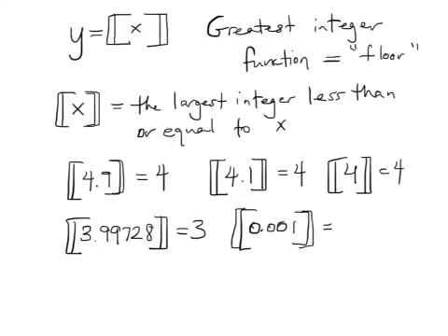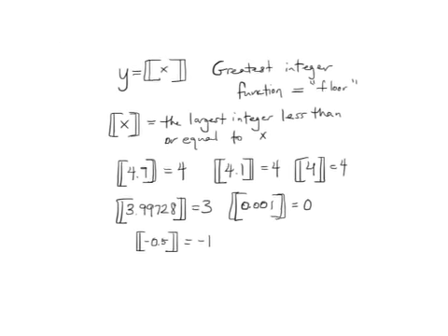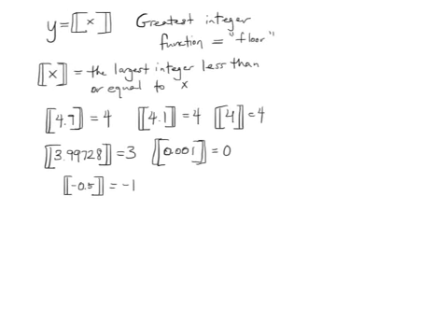When we get into negatives, it gets a little counterintuitive till you think about it for a second. The largest integer less than negative 0.5 would be negative 1, because if we were to go to 0, that would be bigger than negative 0.5. Okay, so there are some examples.